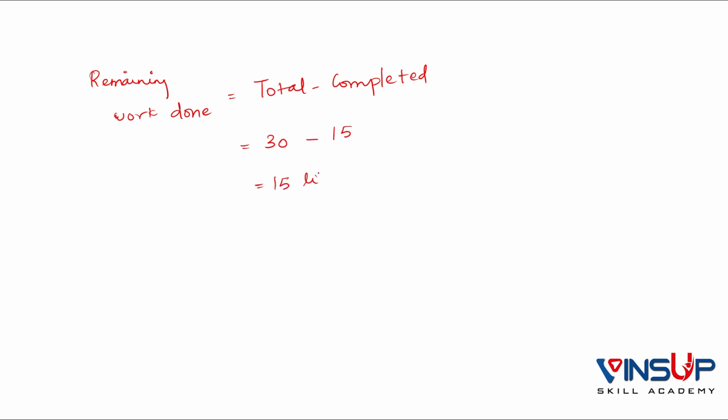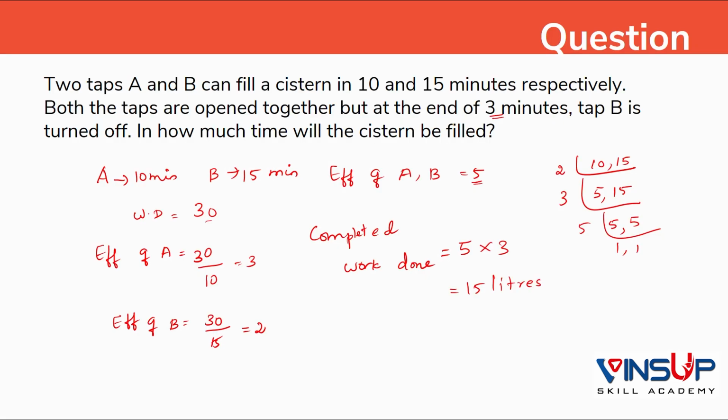So what is the remaining work done? Remaining work done equals total minus completed. So total 30, from the LCM, minus completed 15. Now remaining liters? 15 liters. Who has to fill these 15 liters? A or B? Only A.